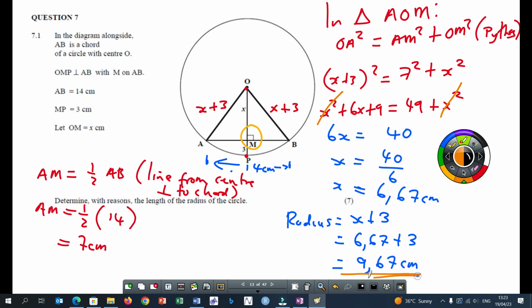Okay, so that's the final answer there. Please note here for this question, X is not the radius. Please be aware of that. The radius is X plus 3. Is it okay if you get to the fraction point? Okay, it's fine, it's acceptable.